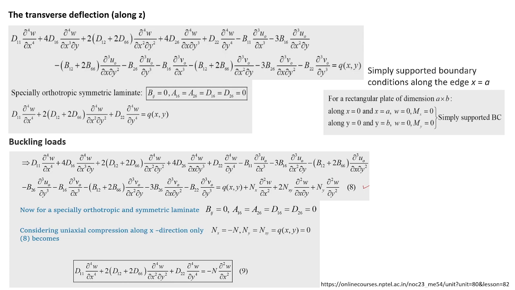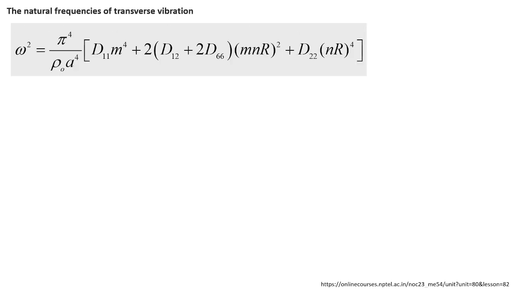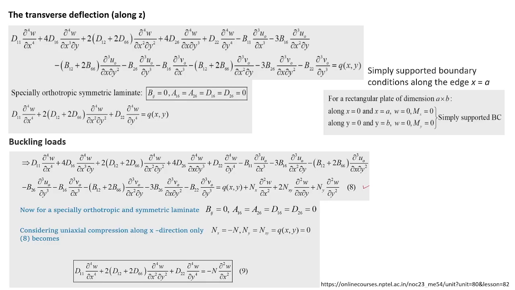Next, when we consider the whole composite, there are certain properties which are defined for the whole composite, like the transverse deflection of the composite, the buckling loads, and the natural frequency of transverse vibration. So, first is the transverse deflection along z direction, which can be defined by this equation. The derivations are done in the class. So, this is the final equation we are getting.